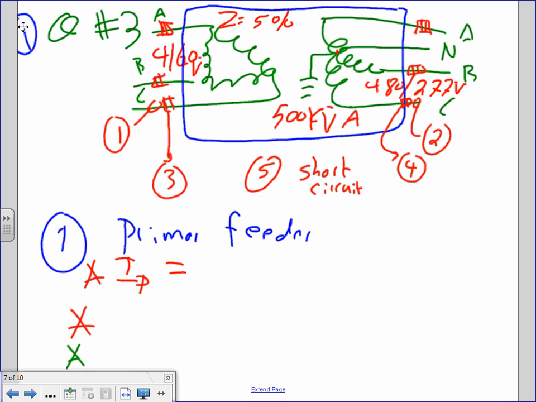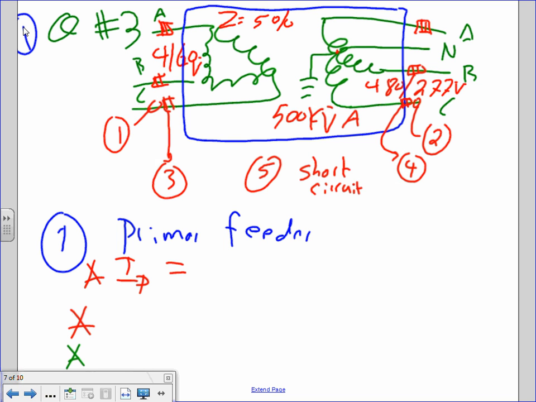Primary feeder, my friend. Okay, so let's talk about this first. I have a big, fat, fluffy three-phase transformer. If you're in Minnesota in the winter, it has to be fluffy because of the snow. The size of this fluffy transformer is 500 kVA.